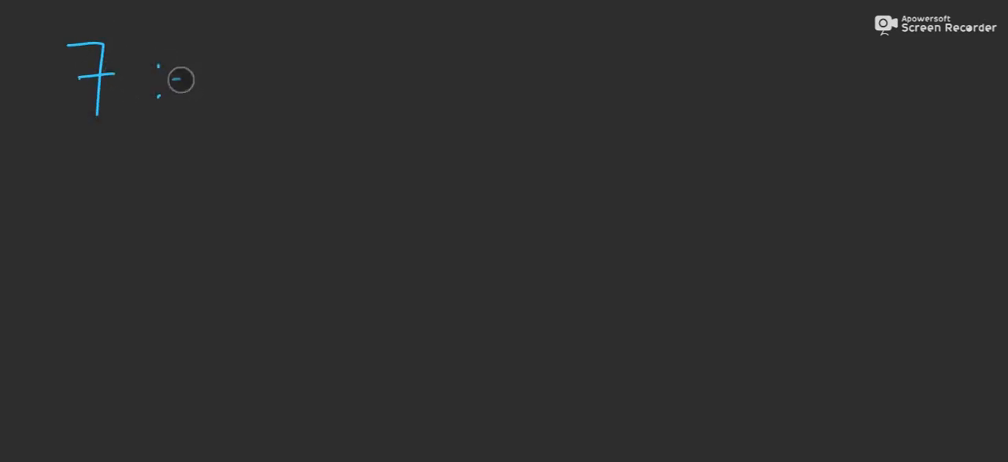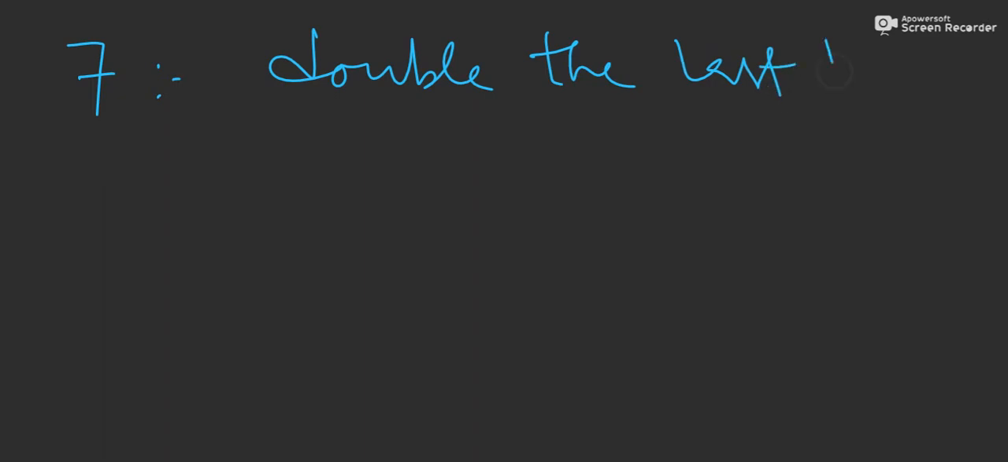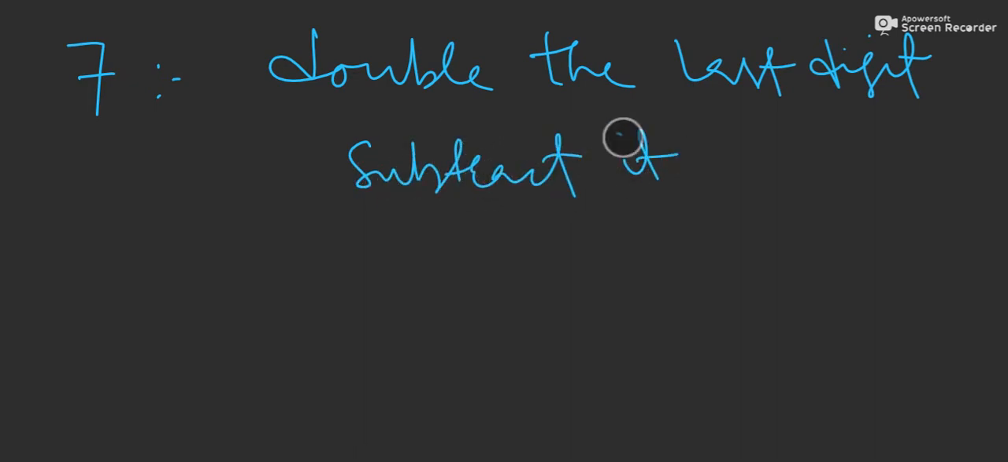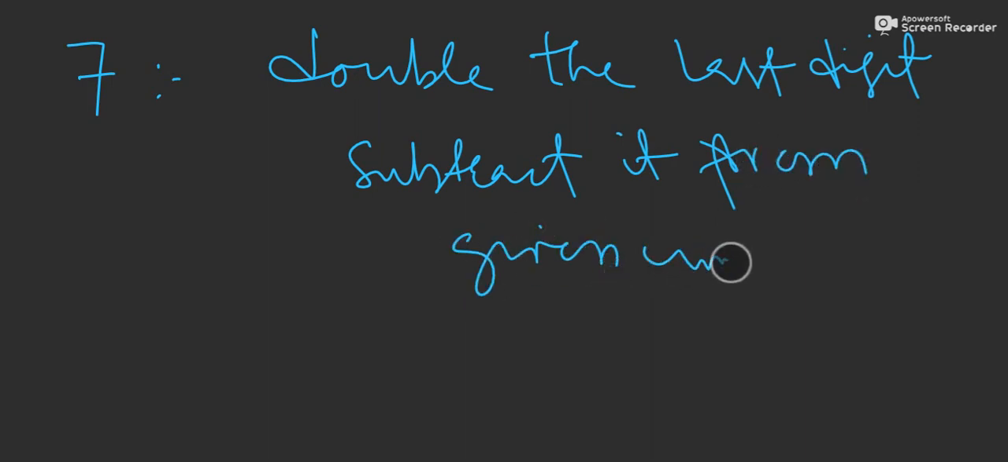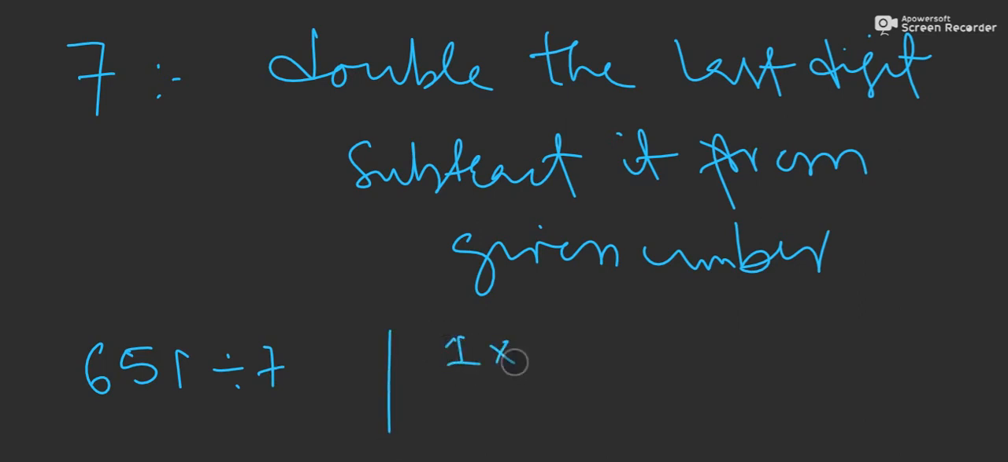Okay, so the divisibility rule for 7 says: double the last digit and subtract it from the given number, then the answer should be divisible by 7. Let's suppose I am giving you here 651. Can it be divided by 7, yes or no? The last digit is 1. 1 should be doubled. You know, for double we have to multiply by 2.